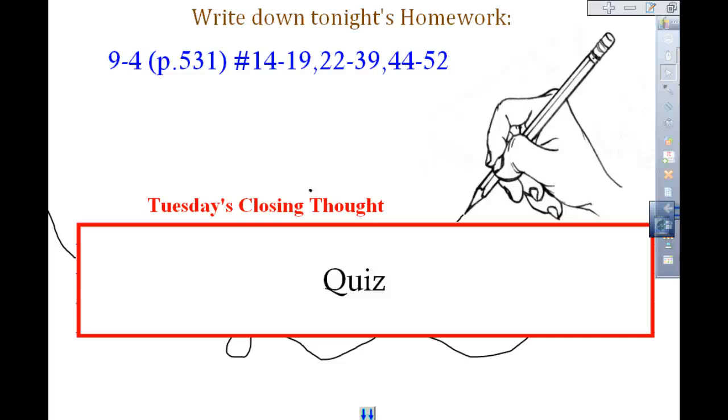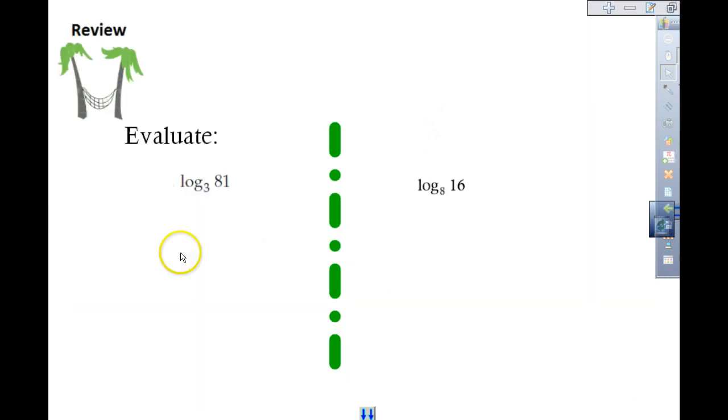Okay, so let's talk about our next section, 9-4. This is where we're going to do a little bit more equation solving. But instead of what they looked like before, where they all started in logarithm form, we're going to start without the logarithm form. I'll show you what that means in a moment. All right, let's look at a few review problems first.